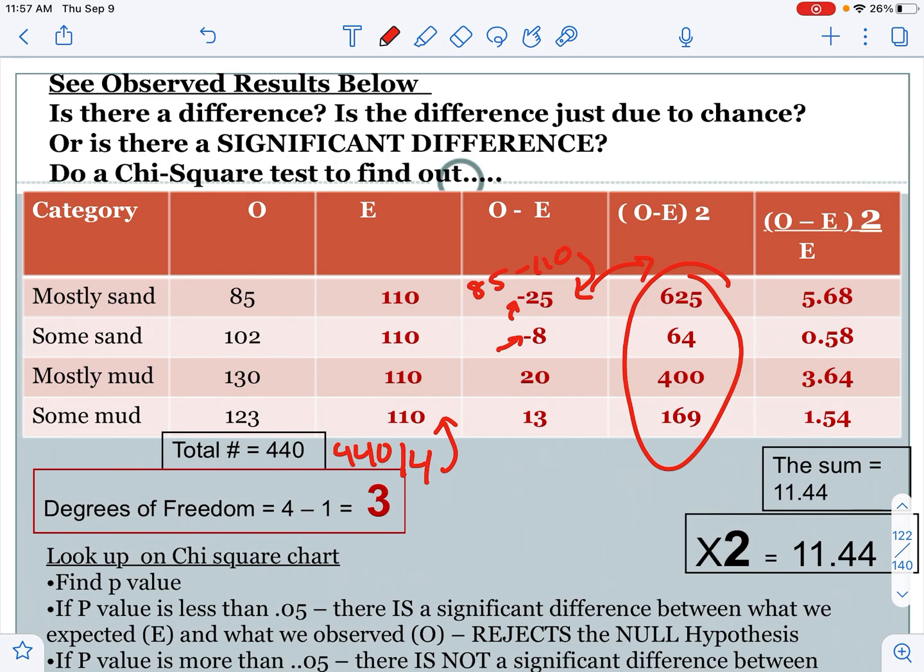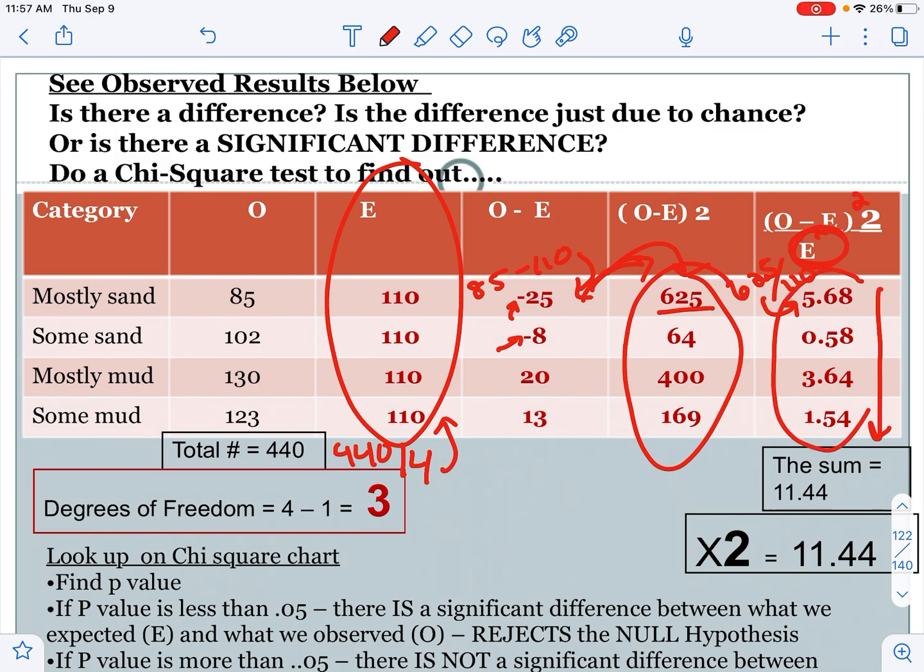So I took negative 25 times negative 25, and I get 625. And then I took 625 divided by the expected, which is 110, and that gives me the 5.68. Okay, make sure you're dividing it by the expected, not the observed. And that's supposed to be squared. Then you take the sum of that.